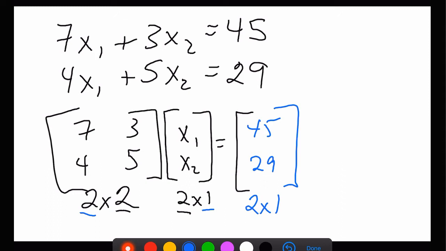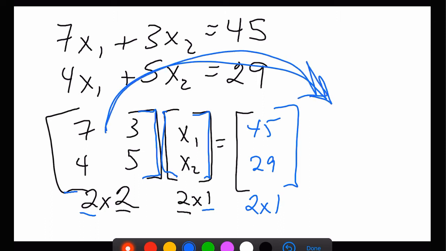But really what we're trying to do is get x1. What we want to do is just get x1 and x2 on its side, get this over here somehow, right? Just basic algebra. And in doing so, we can then solve it for x1 and x2 really easily. All right?